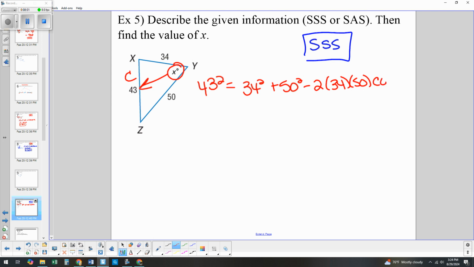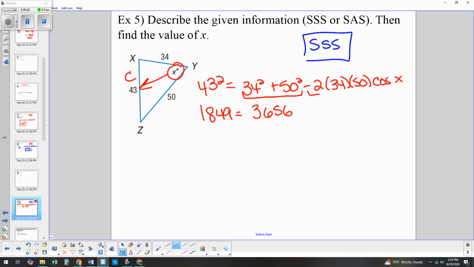The other thing this means is I'm going to have cosine x, so now the variable is over here. I cannot put this whole thing in my calculator at once. I could do 43 squared, and I get 1849. I could do this part together, 34 squared plus 50 squared, because there's no variable for anything there.